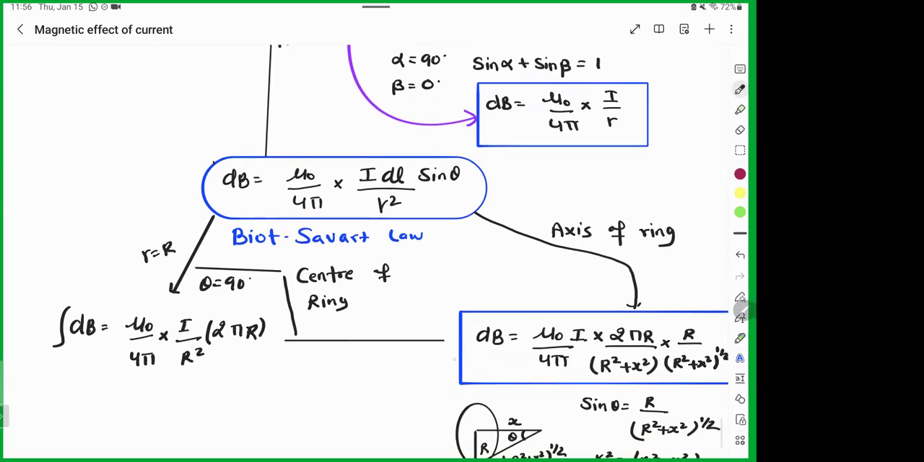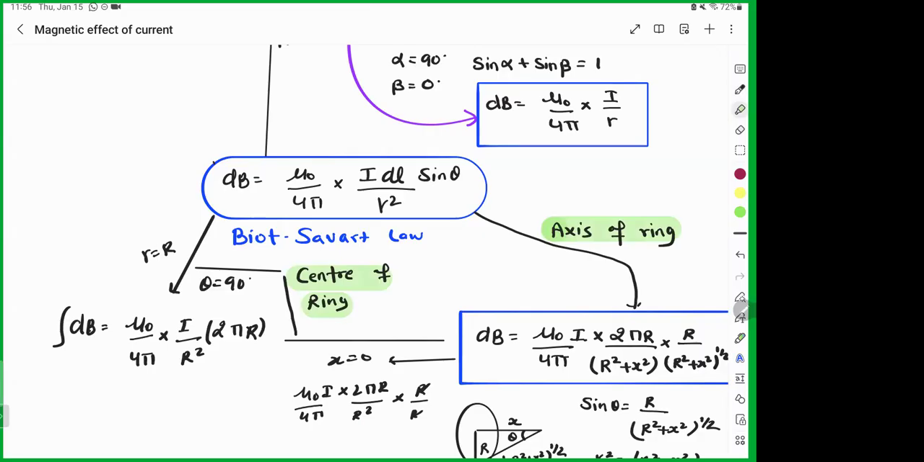If you put x value 0, then what will it look like? Mu naught I 2 pi r by 4 pi r, r square plus x square. So x is 0, it will be r square into r, and r will be cancelled. Same method. So using this formula for the axis of a ring, you can calculate the center of the ring. Just put x value 0.